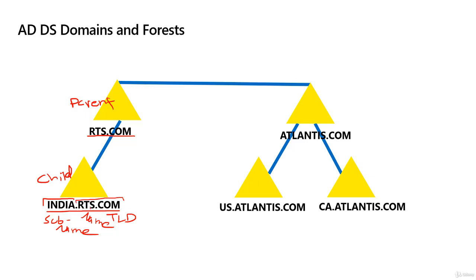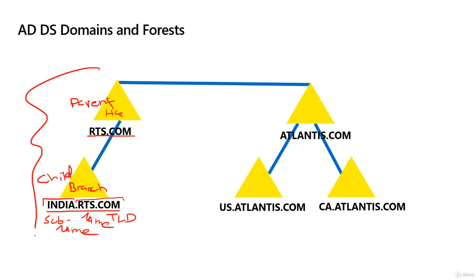This is done for location reasons. Let's say rts.com is your headquarters location. You have a very large office in India, but it's not your headquarters location. So we're just going to call it a branch, like a branch office. You make it its own domain. It has its own administrators and all that, but you want it to be a child domain of RTS.